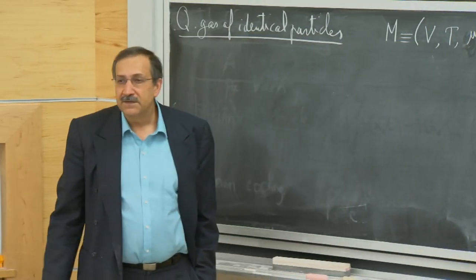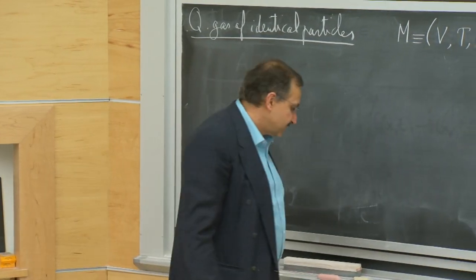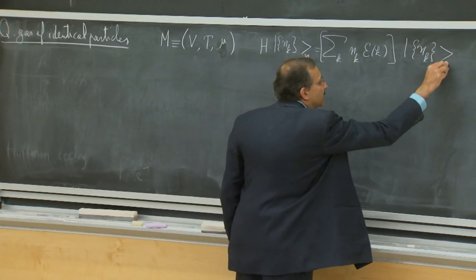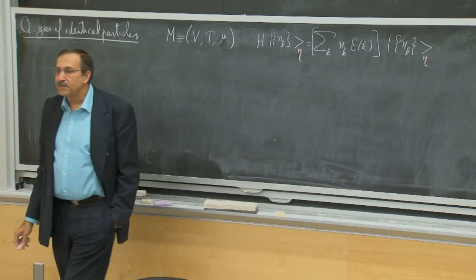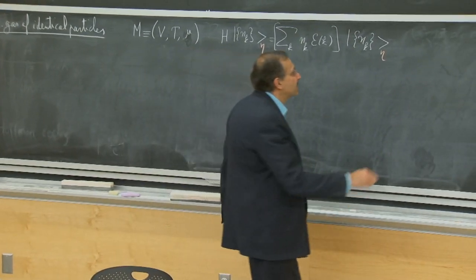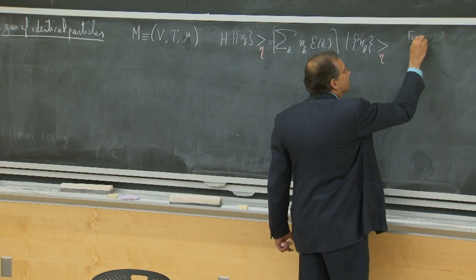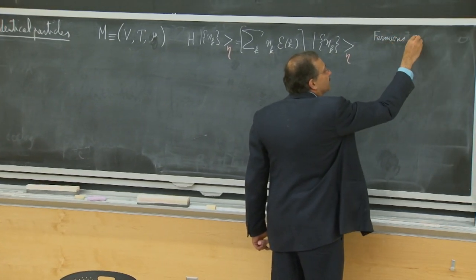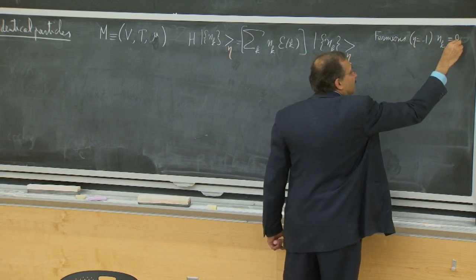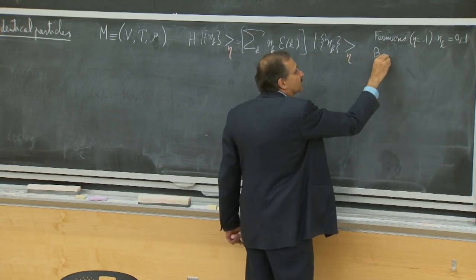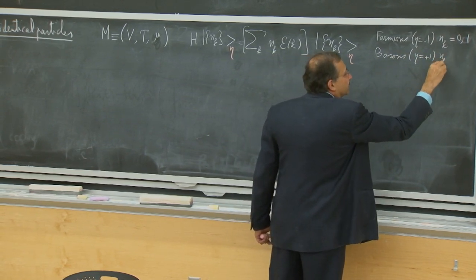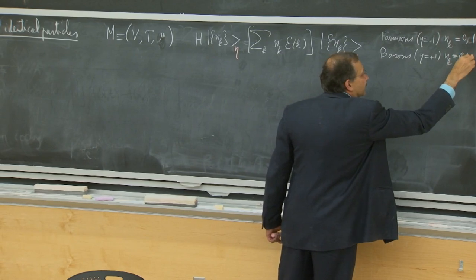He said that in quantum mechanics, we have to distinguish between bosons and fermions. And in the occupation number prescription, for the case of fermions, corresponding to eta being minus 1, n_k was 0 or 1. For the case of bosons, corresponding to eta plus 1, n_k could be an integer.